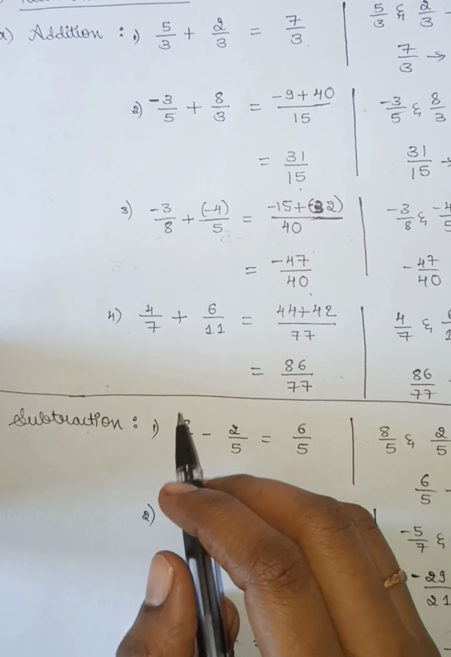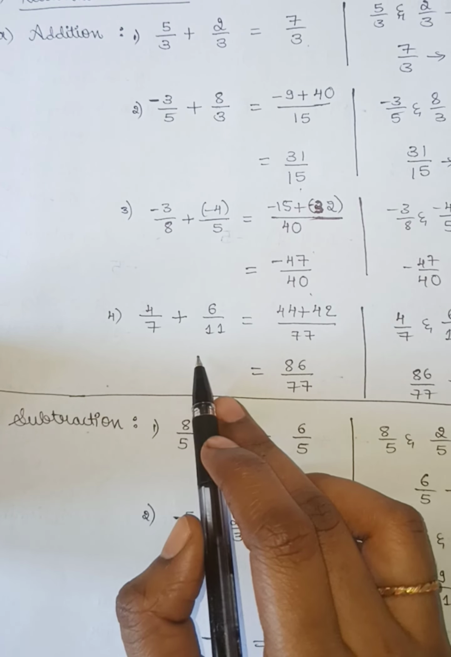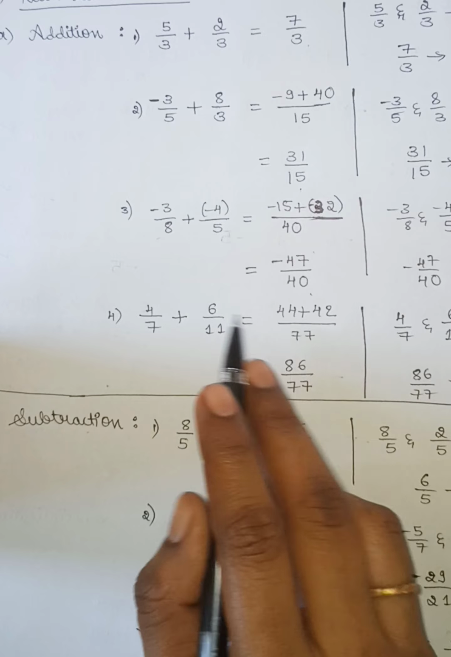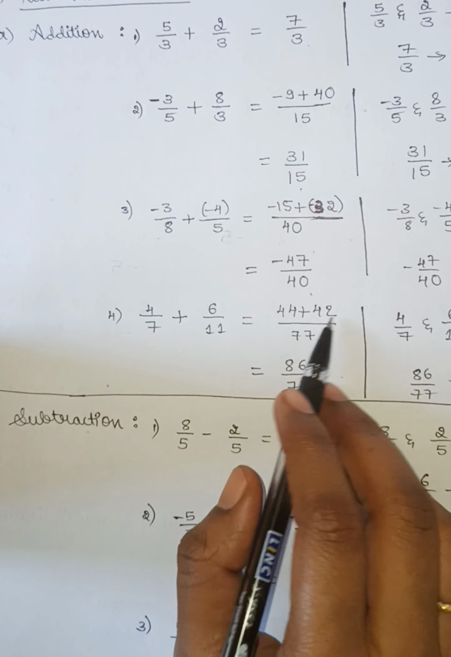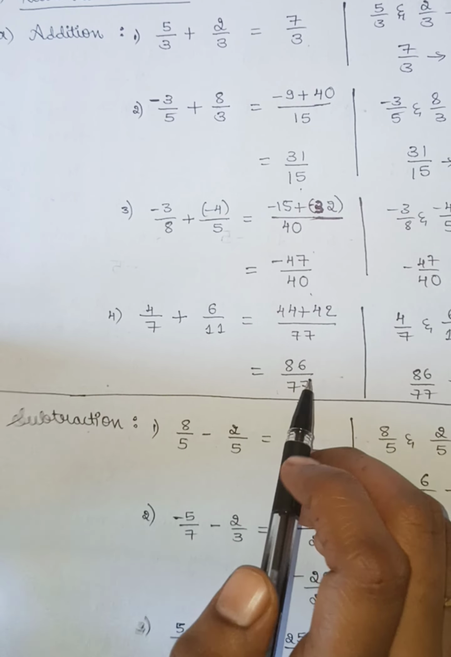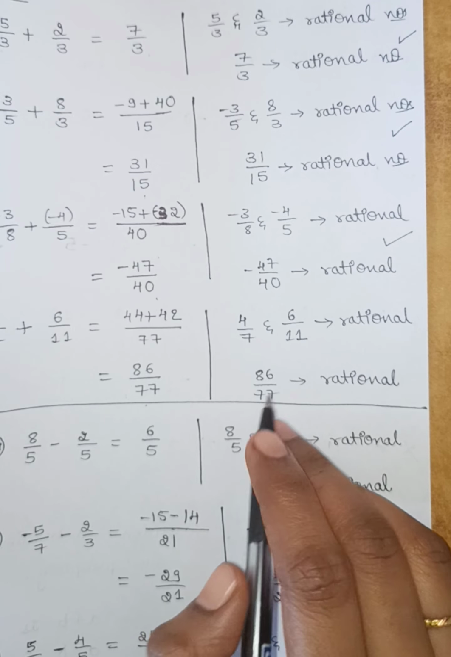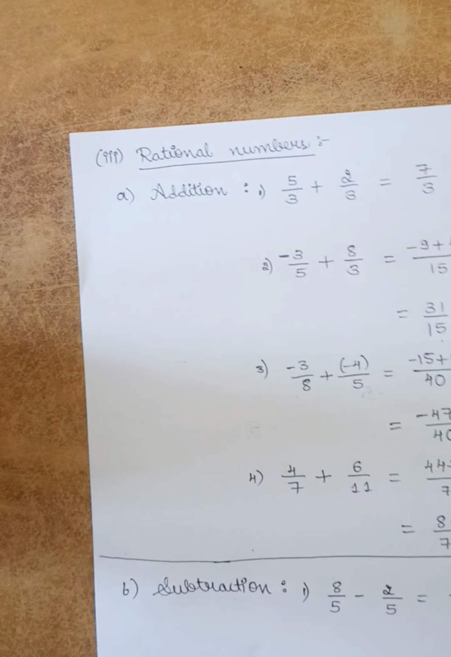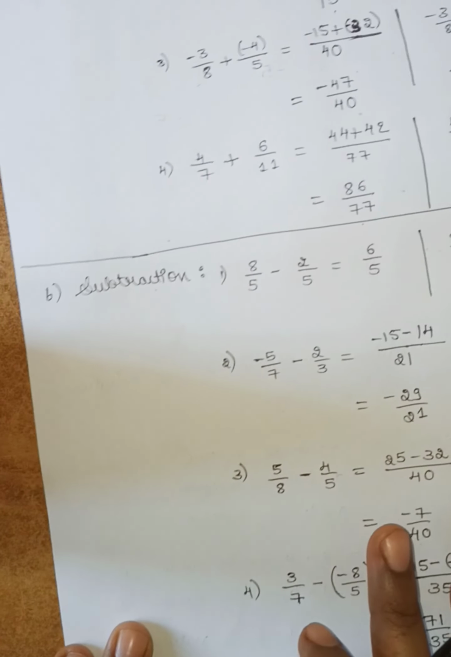The next example, 4 by 7 plus 6 by 11. Here let's see, 7 into 11 is 77, 7 11s are 77, 11 4s are 44. 11 7s are 77, 7 6s are 42. So if we add this, 86 by 77. So 4 by 7 and 6 by 11 are both rational numbers and 86 by 77 is also a rational number, so it follows closure property. So addition is followed. The next is subtraction.